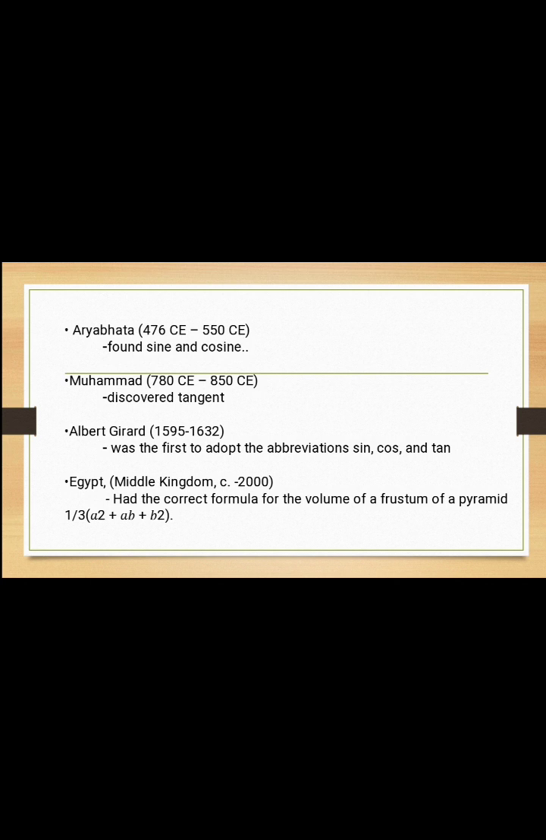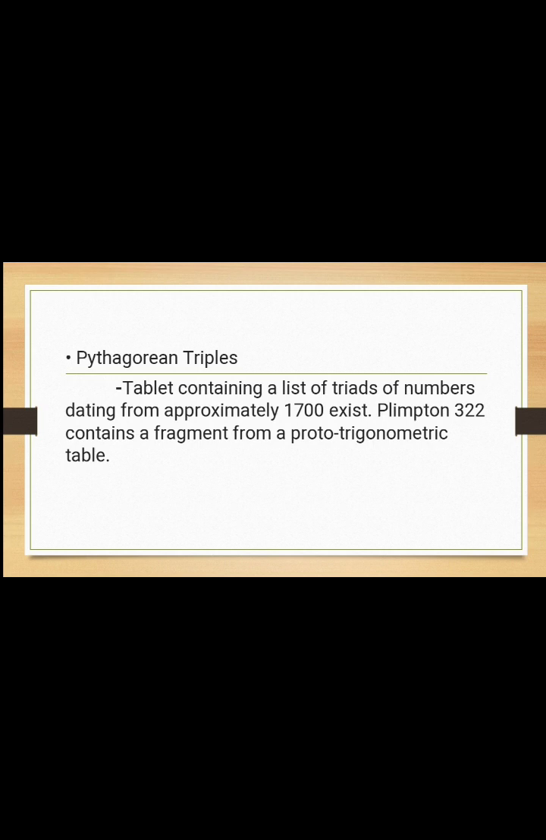And for the Middle Kingdom, circa 2000 BC, Egypt had a correct formula for the volume of a frustum of a pyramid: 1/3 times h times (a squared plus ab plus b squared). And now let's move to Pythagorean triples.